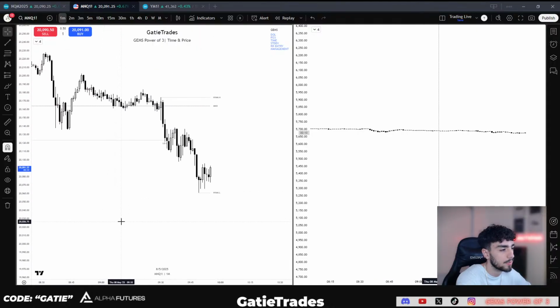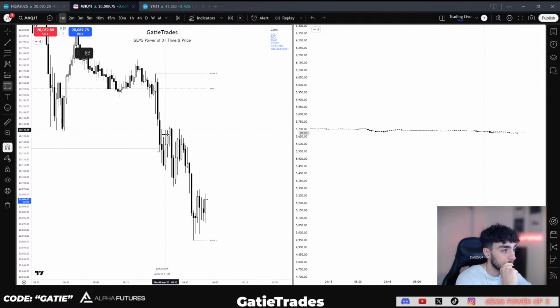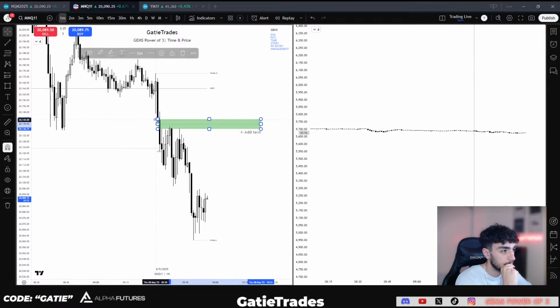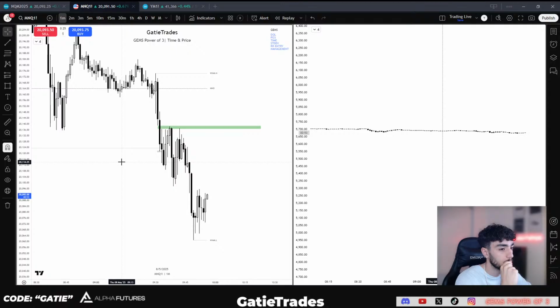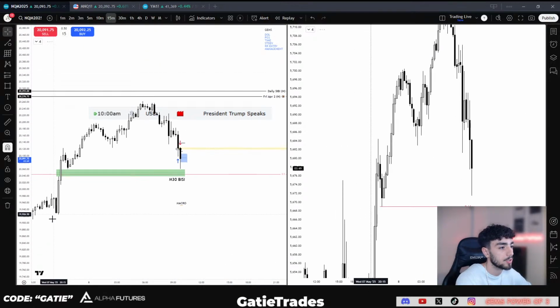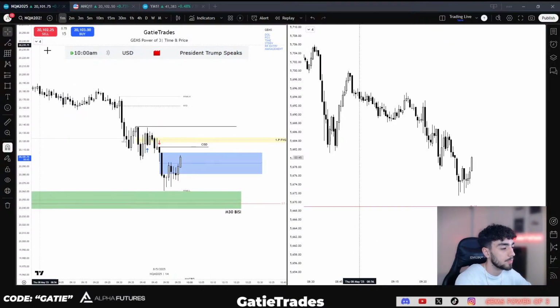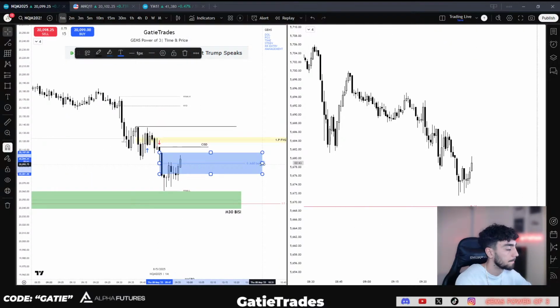Then when they put in another fair value gap? No, same one. Oh, this one? Yeah, possible. You'd have to draw it like this, but yeah. Interesting. Targeting all the way down, Asia lows. It's possible. I'm not really bearish, but it's possible.